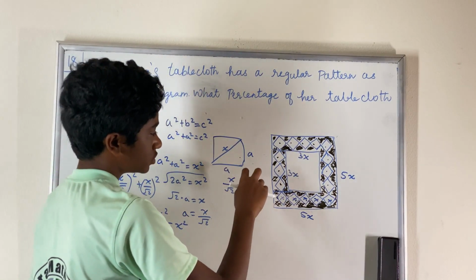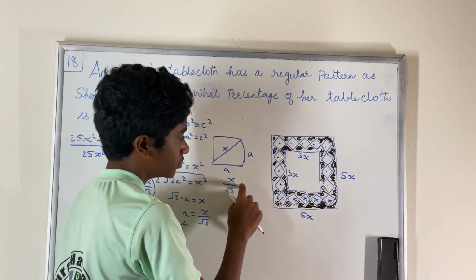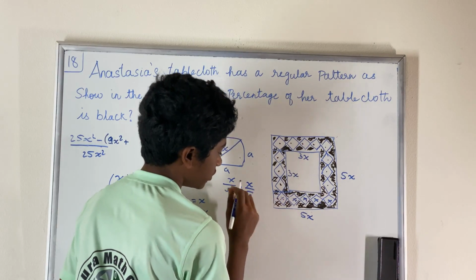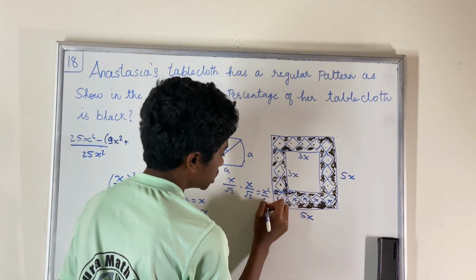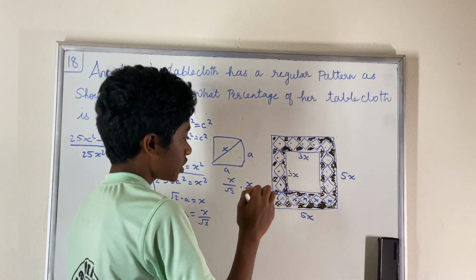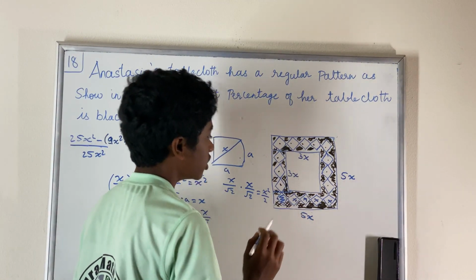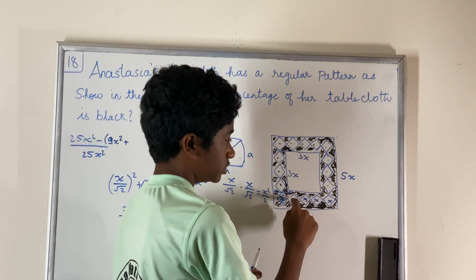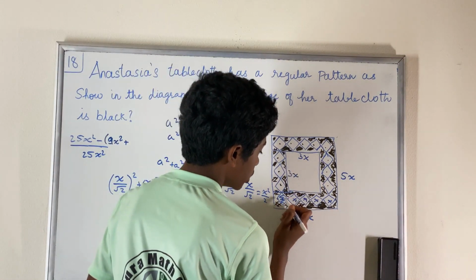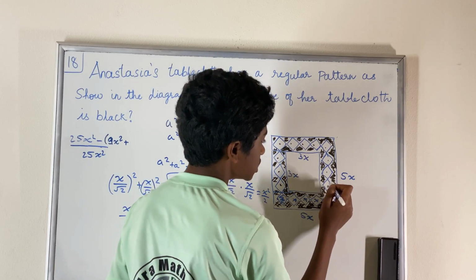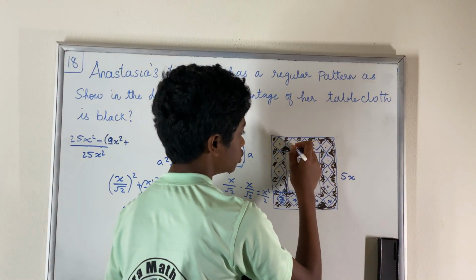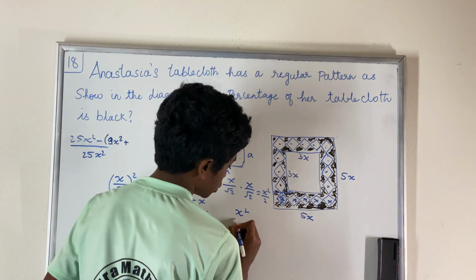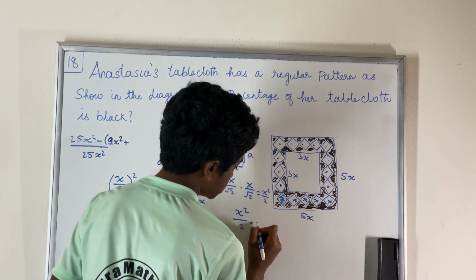So now to find the area of 1, we just have to multiply this by the height, which is also x divided by the square root of 2. And if we multiply this, we get x squared divided by 2. And now that we know the area of 1, we have to find the area of all of them. So we just multiply x squared divided by 2 by the number of squares there are. So there are 1, 2, 3, 4, 5, 6, 7, 8, 9, 10, 11, 12, 13, 14, 15, 16 squares in total. So we just do x squared divided by 2 times 16.